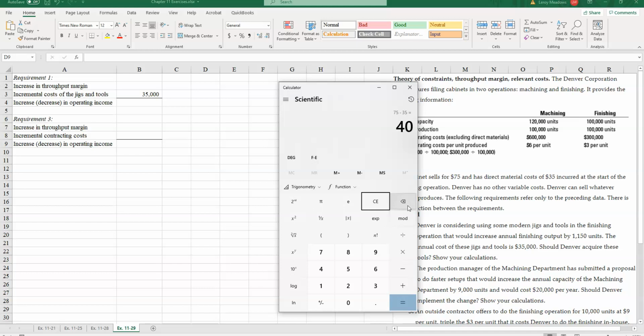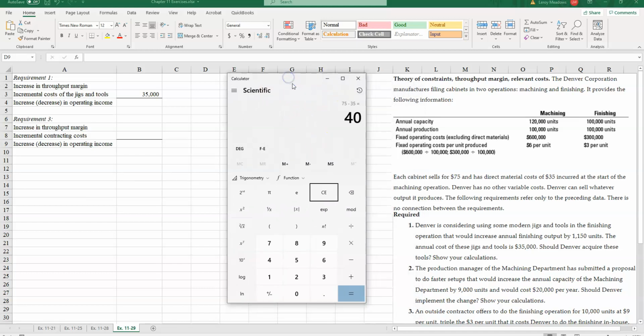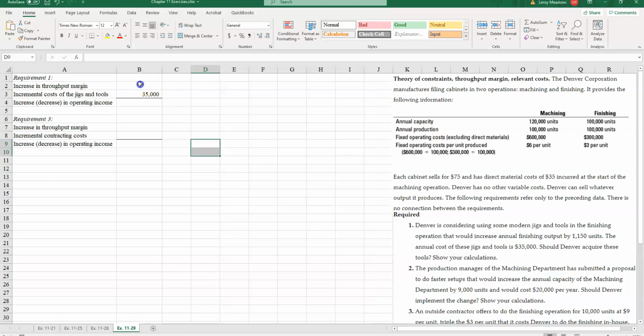Now, how much additional throughput margin will we incur if we make 1,150 units? So I'm going to take my throughput margin per unit times the 1,150 units additionally we're going to make. So that's going to generate an additional $46,000 of throughput margin.